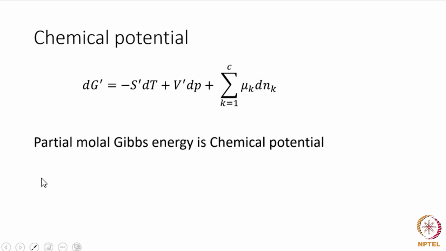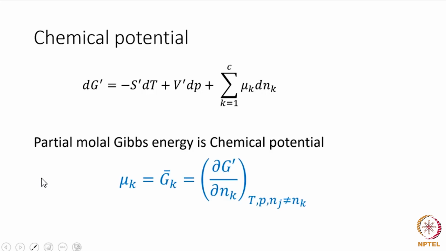And partial molar Gibbs energy is nothing but chemical potential, because when we look at this term and keep temperature and pressure constant, naturally there is only one term on the right hand side, which is basically the chemical potential, and keeping all other numbers of moles of the constituents constant except for the kth constituent that we are defining this for, we see that the definition is available here readily. Mu k is equal to G bar k is equal to dou G prime by dou nk, keeping temperature, pressure and other constituents' number of moles constant.